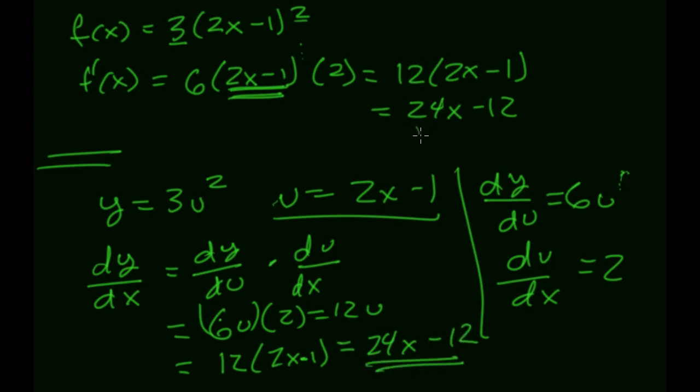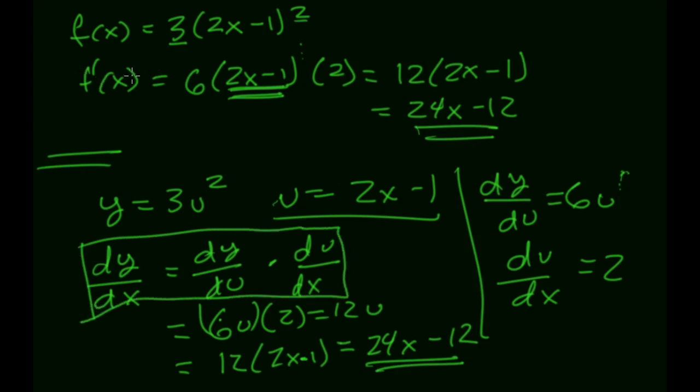Same answer. So these are two different ways of considering the chain rule here. One is to see it as the derivative of the outside function of the inside function times the derivative of the inside function, or just dy dx is dy over du times du dx. So there's our game.